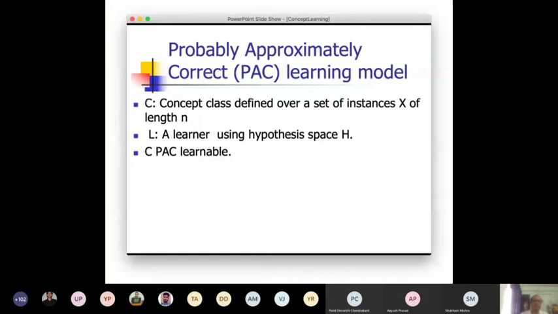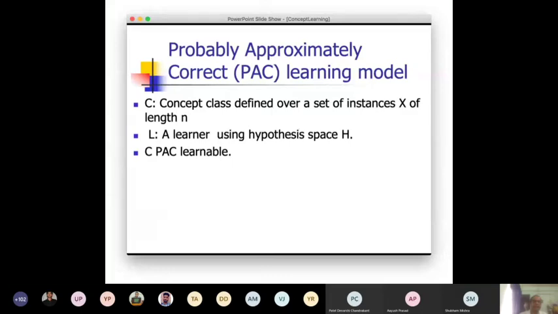As you can see, we have three or five things here. One is C, the set of target functions. That is the class defining the target functions or concepts. Each target function is basically a concept, so it's a concept class, which is defined over a set of instances X, and each instance has a length n. That is the length of the instance, like the set of 6-dimensional or n-dimensional attribute space. That is what an instance is.